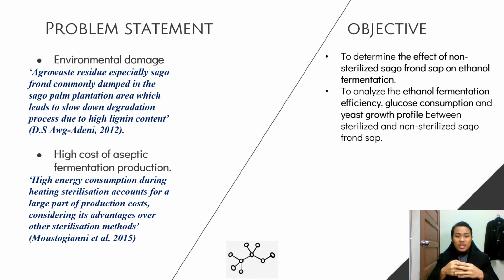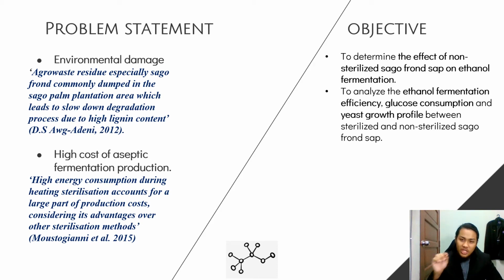Now take a look at our problem statement. The first problem statement is environmental damage, where agrowaste residue, especially Sago Frond, is commonly dumped in the sago palm plantation area, which leads to a slow degradation process due to high lignin content. The second problem is the high cost of aseptic fermentation production that I have mentioned earlier.